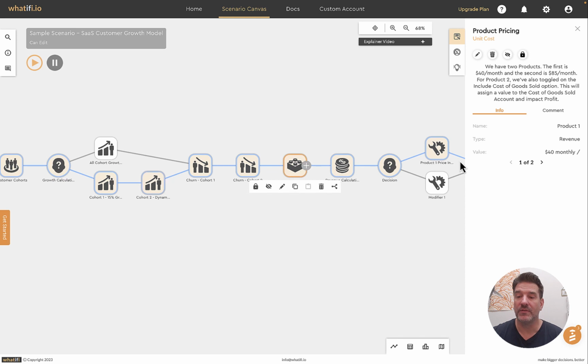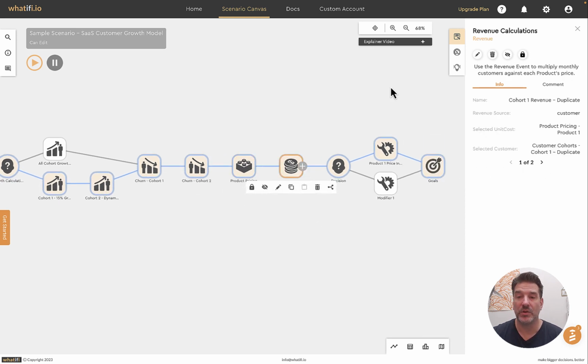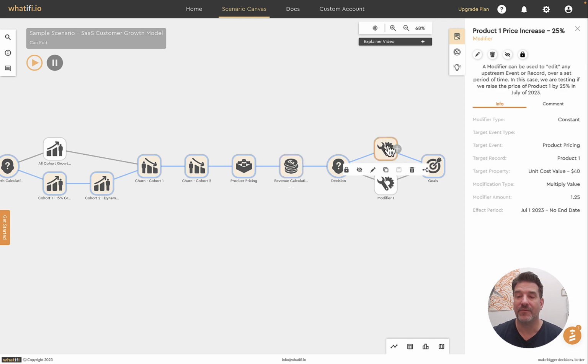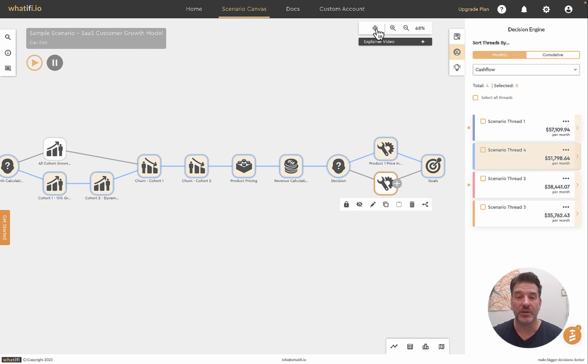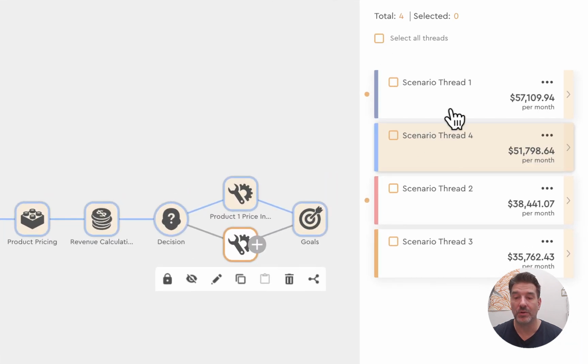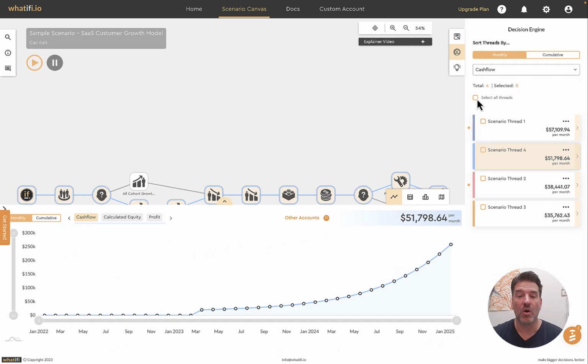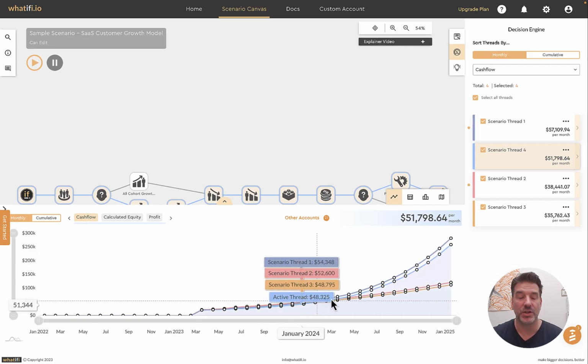We have a unit cost event here where we're establishing the pricing of our products, and then our revenue event. And then lastly, we have modifiers where we're calculating whether we raise our prices by 25% in July or whether we raise them double in January. Every single one of these calculations runs through this financial model and creates these scenario threads, and we're able to easily graph all four of these to compare them against each other over time.